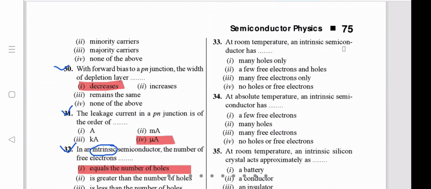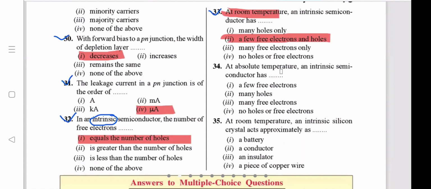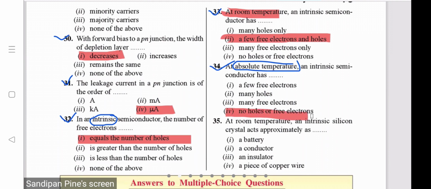At room temperature, an intrinsic semiconductor has many holes only, a few free electrons and holes, many free electrons, or no holes. Obviously, at room temperature there will be free electrons and free holes, but the number is less. So the answer will be a few free electrons and holes. The number is less. A few will be there, not many. At absolute temperature, that is 0 degree Kelvin, electrons will not be there because the structure is complete, no bonds are broken. So at absolute zero temperature, no free holes and electrons will be found.